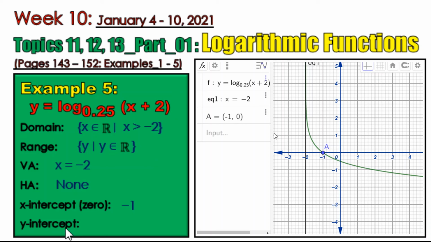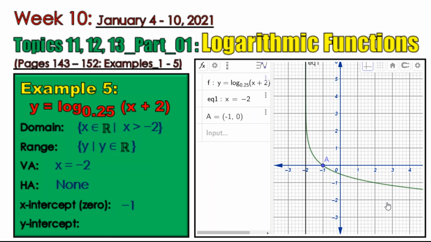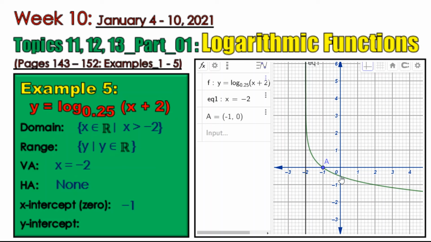Okay, so how about the y-intercept? Looking at your graph, where does the graph intersect your y-axis? So this point. But looking at the intersection, we cannot exactly determine the coordinates of this point, but we know that the value of your x is 0. We cannot estimate the value of your y coordinate unless we solve the value of y algebraically. So by just looking at the graph, we cannot estimate the value of your y-intercept unless we solve algebraically. So to do that, let us solve for the value of y algebraically.